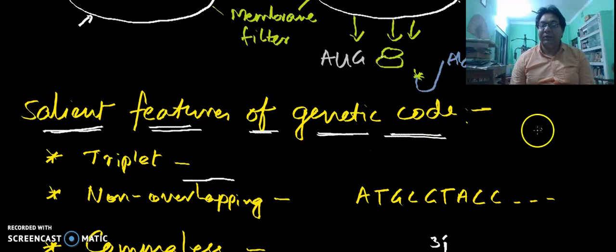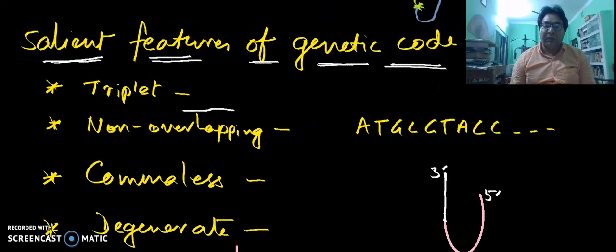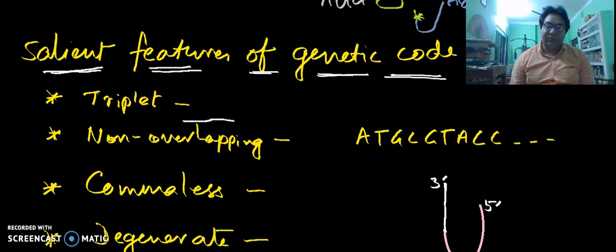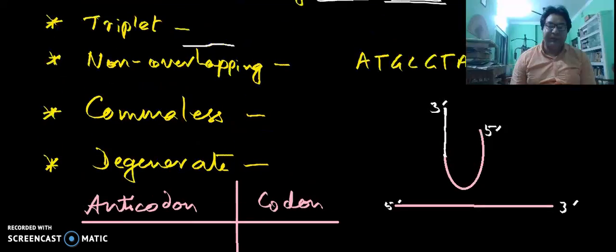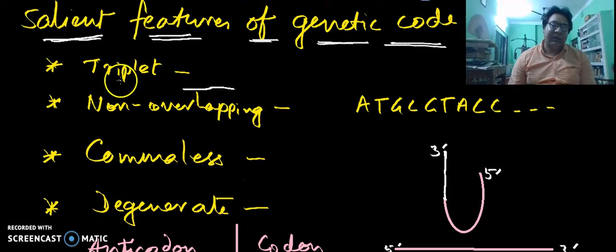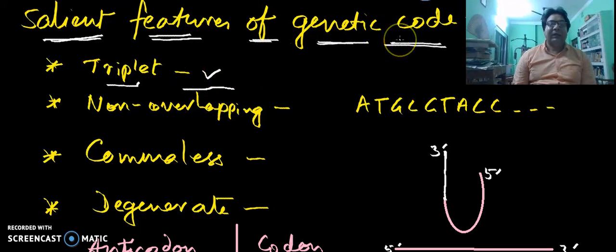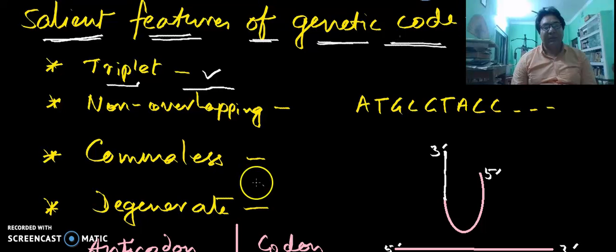In our first lecture we learned what genetic codes are all about, and what the evidences are that genetic code is triplet in nature. So regarding the salient features, the first character is its triplet nature. That was already seen in our previous lecture, that genetic code comprises 3 nucleotides. And there are so many proofs or evidences for that.